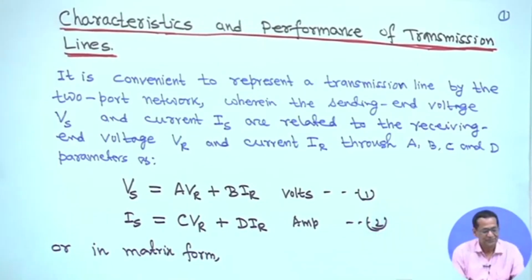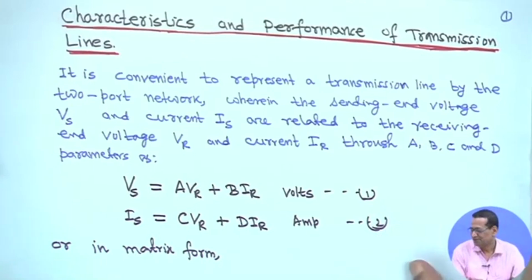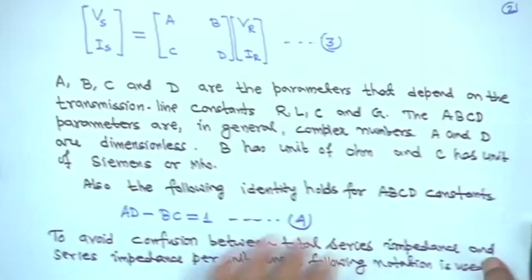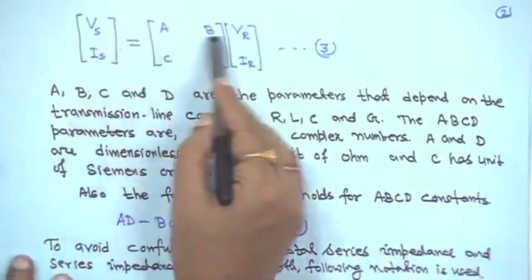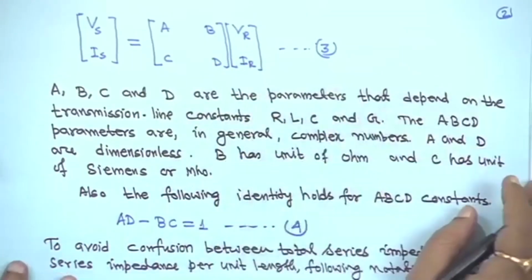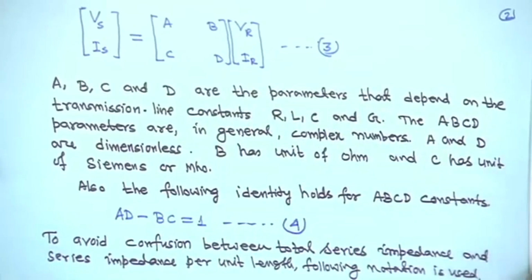Or in matrix form we can write Vs, Is this side is equal to A B C D times Vr, Ir. This is equation 3, right. So, A B C D parameters depend on the transmission line constants, your R, then your L, C and G. Of course, conductance will be neglected for our study, right.